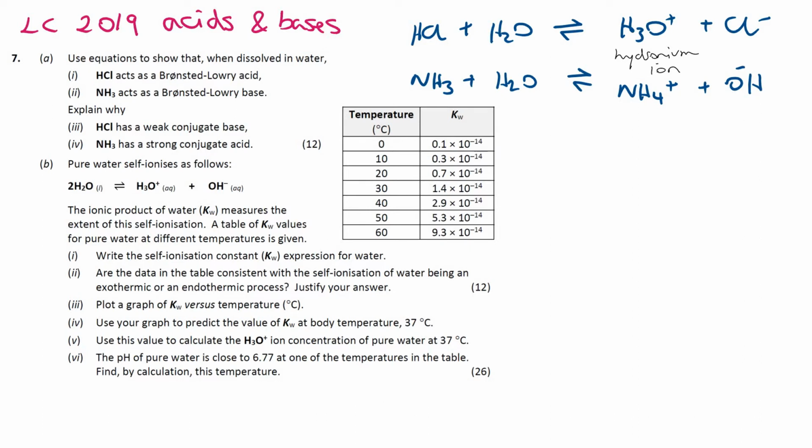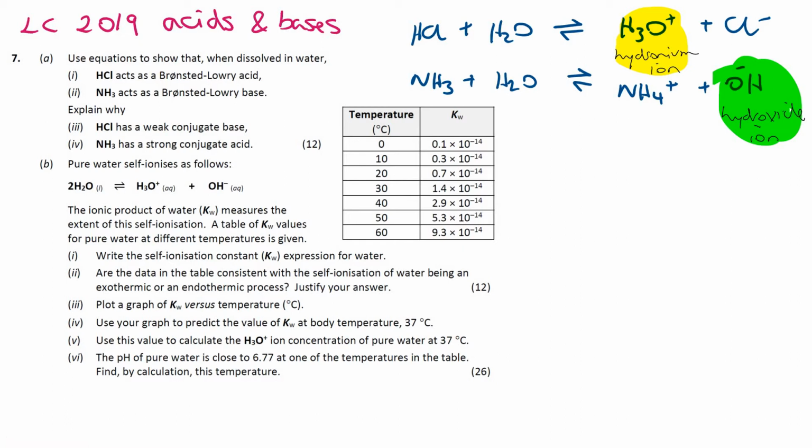Okay. Remember, this is the source of all acids, the hydronium ion. And the hydroxide ion is our alkali, because that's what happens when bases dissolve in water, they form the hydroxide ion.